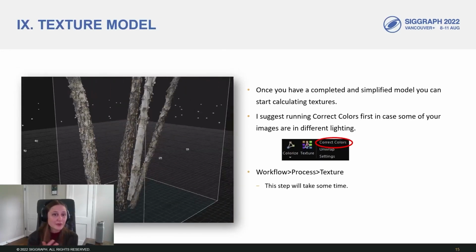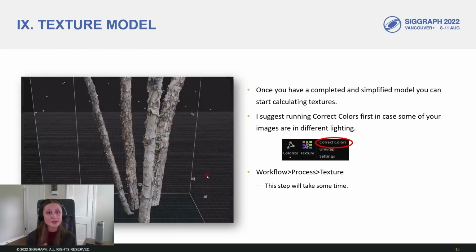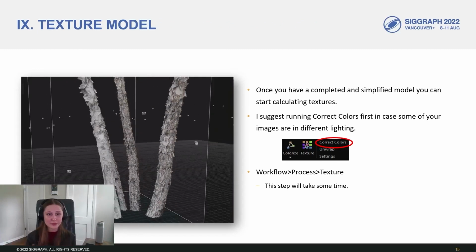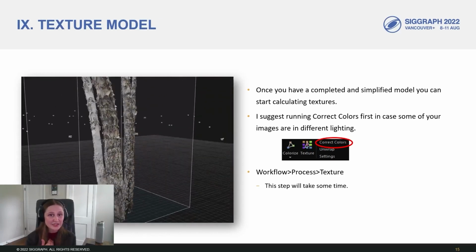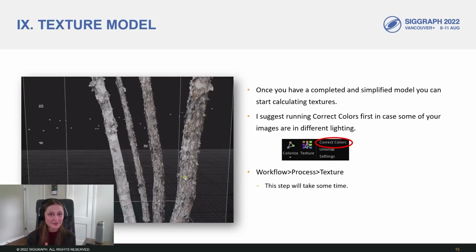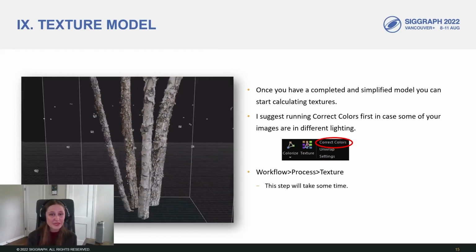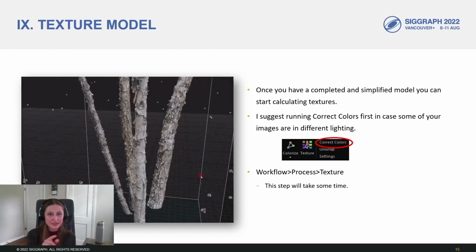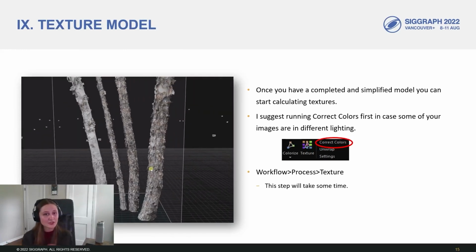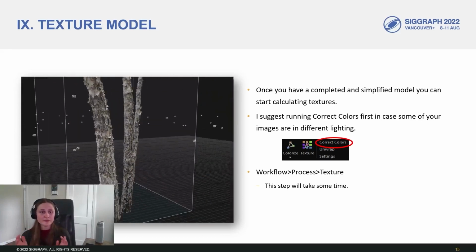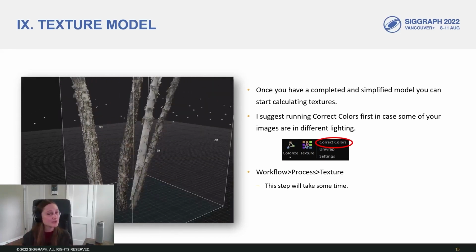Now that you've got your model created, reduced, and ready to go, it's time to texture it, make it look like a real tree or real model. So I suggest running the correct colors first in case some of your images are in different lighting. You can see that in your workflow process area, next to colorize and texture, as seen on that menu. And then once it has corrected all the colors, which makes them a little bit more even, you can go to workflow, process, texture. This process also takes a bit of time.